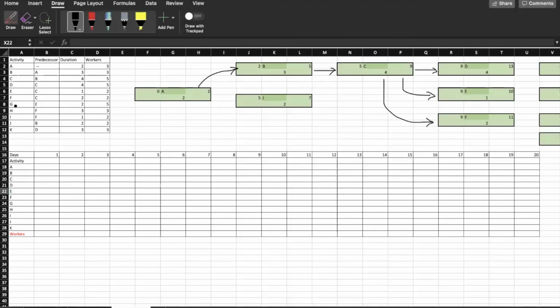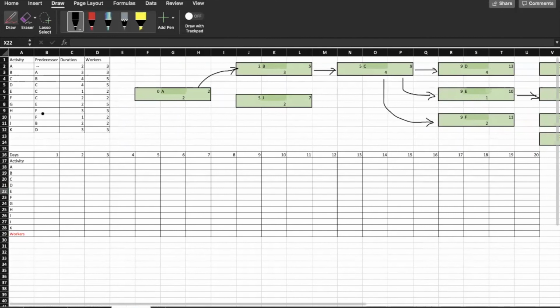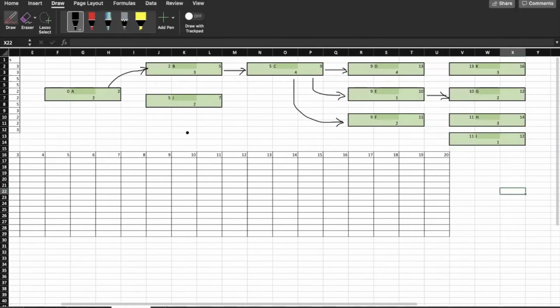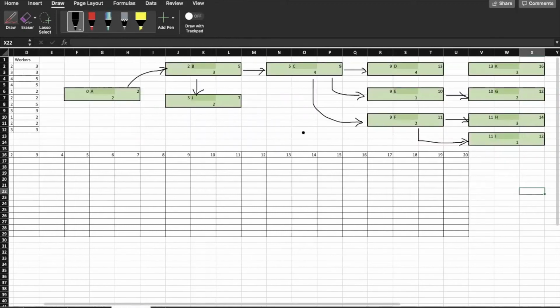After that, G has E as its predecessor. And F is a predecessor of H and I. J has B as a predecessor, and D is a predecessor of K. So now we have all of the connections, and we'll start to work on the backtrack algorithm.